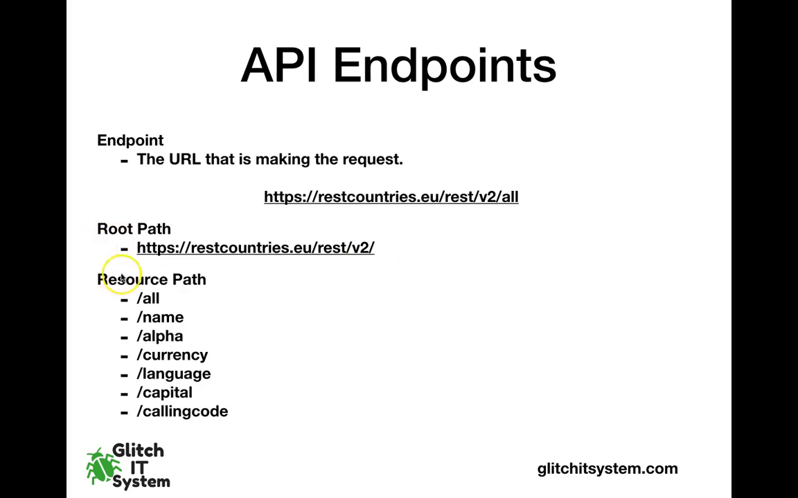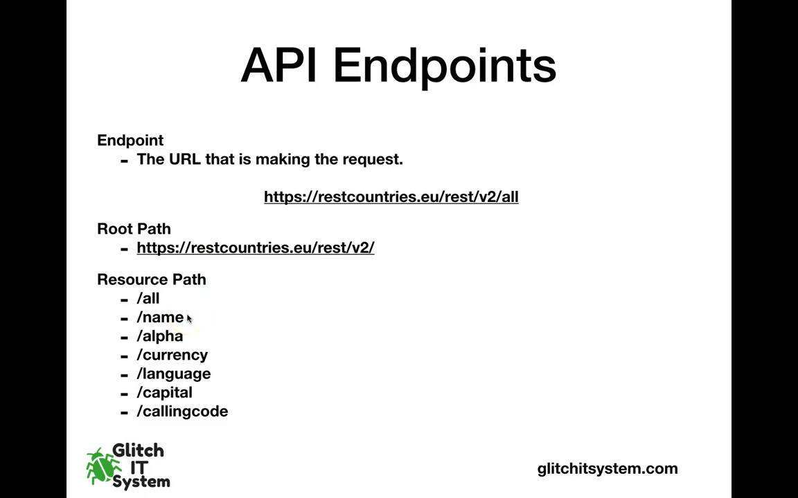So the resource path is the resource that you are accessing. Basically you can think of resources as different parts of functionality that you can access, and you access them by the path. So the first one here, the path of all, you can see base path plus the all for the resource path. For their API, it's going to give you all the countries, and then you can do one for name.